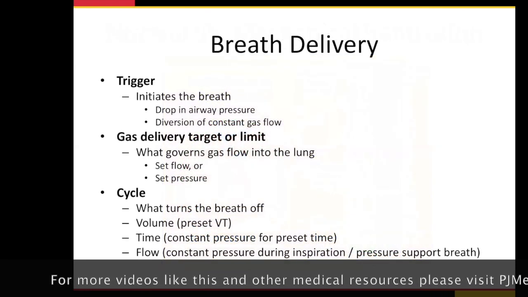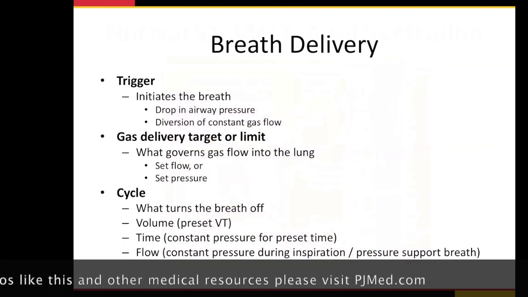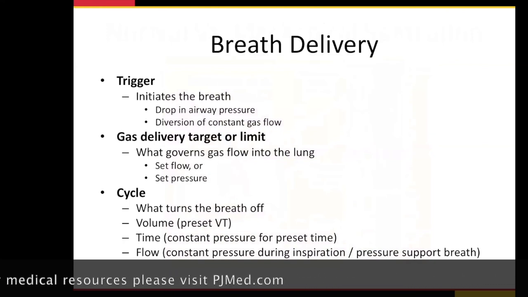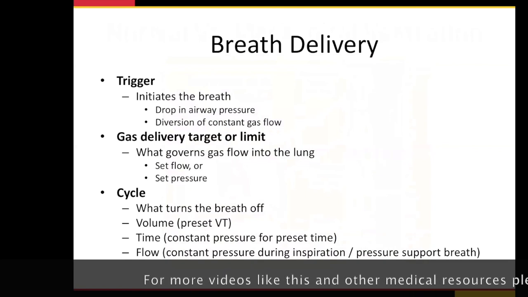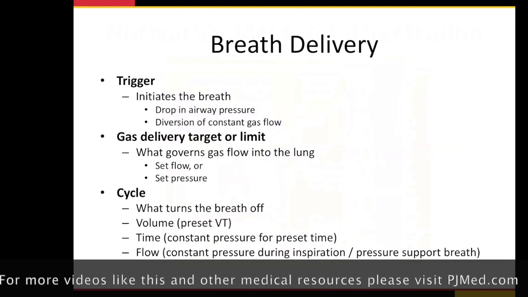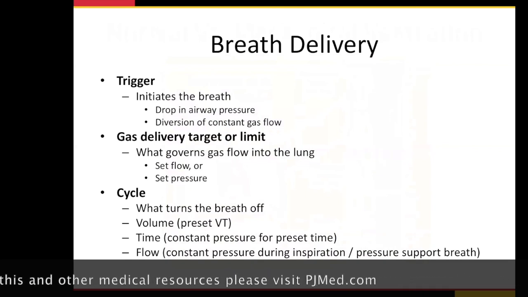So once again, something has to trigger your breath. It's usually a drop in the airway pressure. So if the patient decides they want to take a breath, in that tubing of the ventilator, it detects that pressure change. When they start to breathe in, even if they're not strong enough to get their own breath, that drop in pressure triggers the ventilator to say, okay, time for action. I'm going to put a breath in.